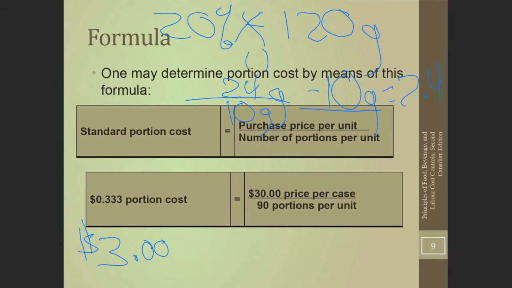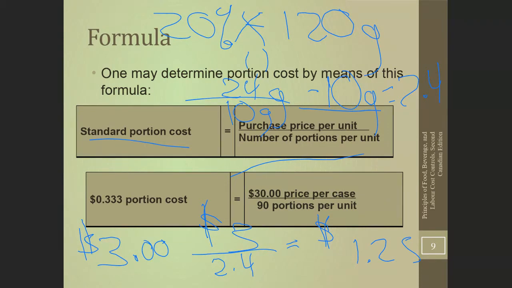Okay, so now let's apply this equation to our little example here. Yes, yield means usable. So we're taking our $3 cost per artichoke, and we're dividing it by the amount of portions we can make. So we can make 2.4 10-gram portions. Everyone put that into your calculator. What do you get? What's our cost per portion here? Exactly. $1.25.